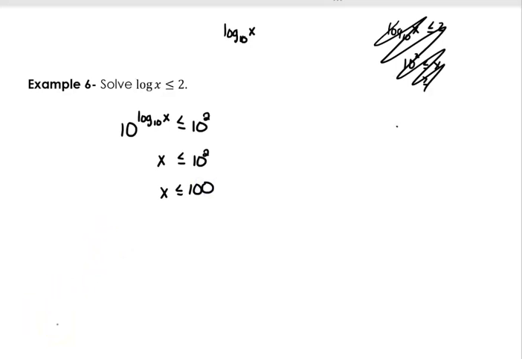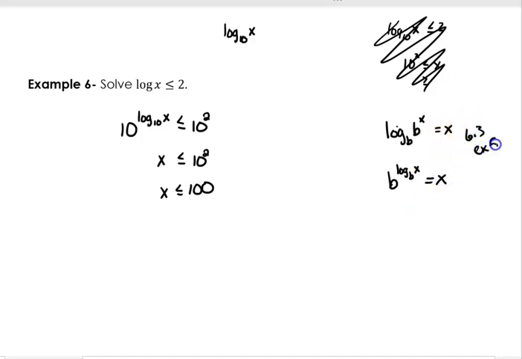I went back to look real quick of when we learned this. This was in 6.3 on the inverse properties, and what we learned is two different things. We learned when you have log base b of b to the x, you just get x. And we also learned when you have b to the log base b of x, you just get x. So this was in 6.3 example 5, if you need to go back and refer to that.